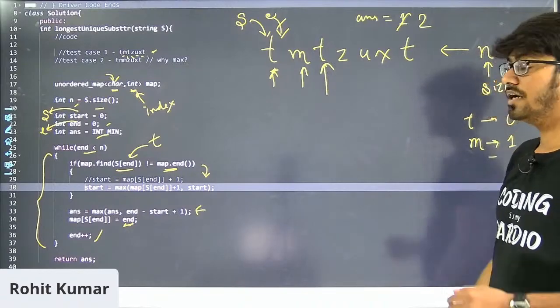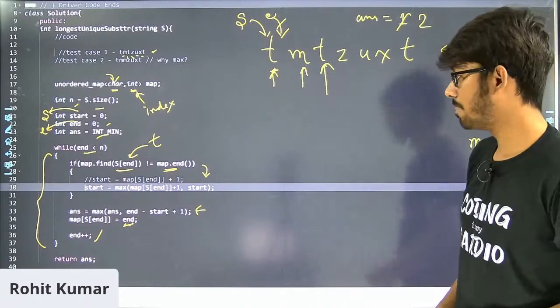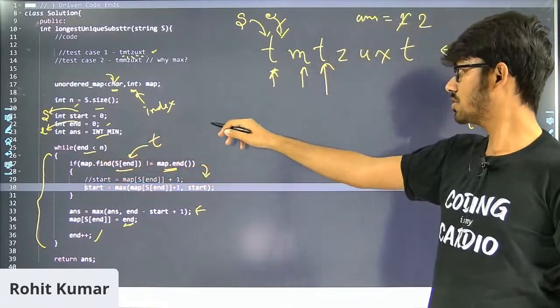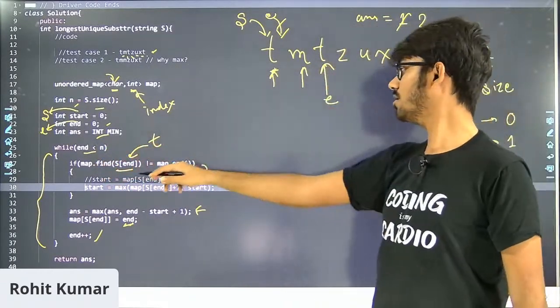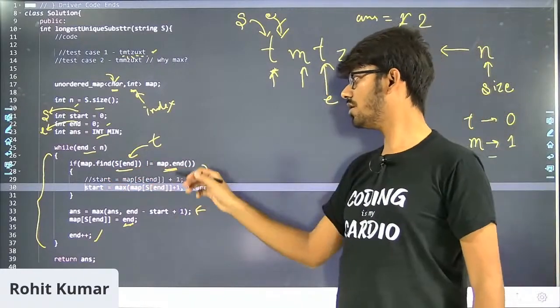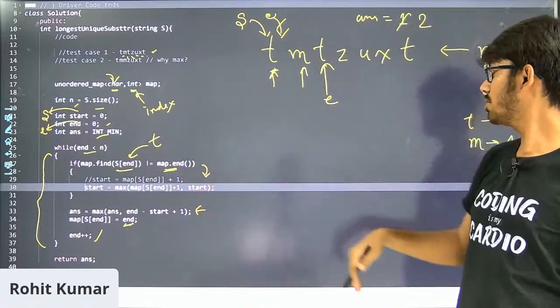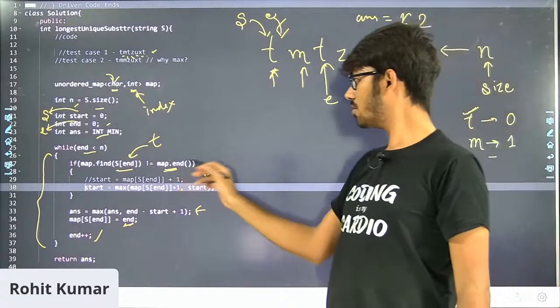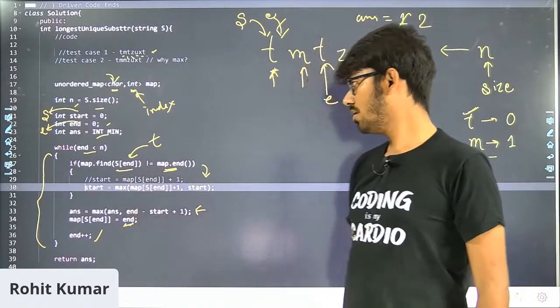Now the interesting stuff is going to begin. I see that it is still less than n, so my end is over here, still less than n. I go inside and check if map.find(s[end]) is not equal to map.end(). This time this will become true because in the map we have t present. So this will not go till map.end() and I go inside.